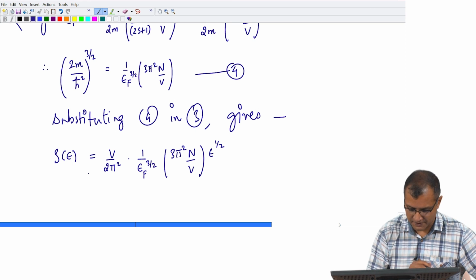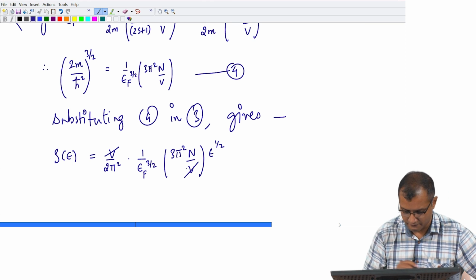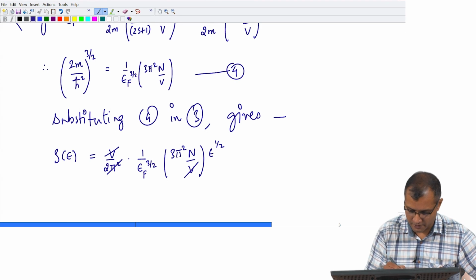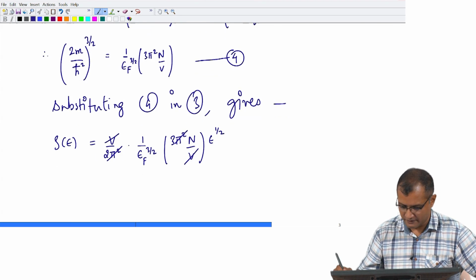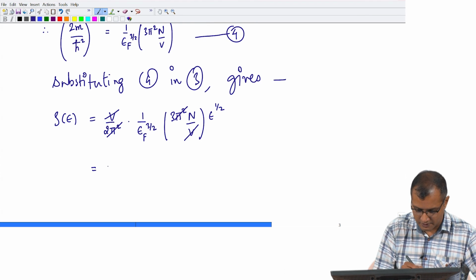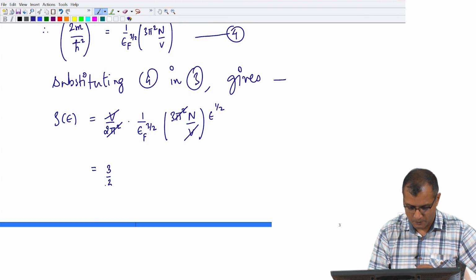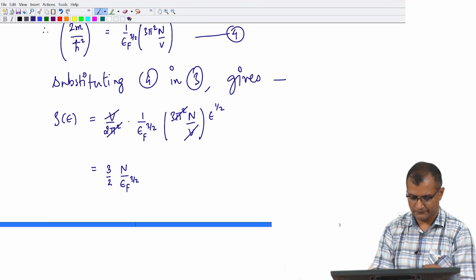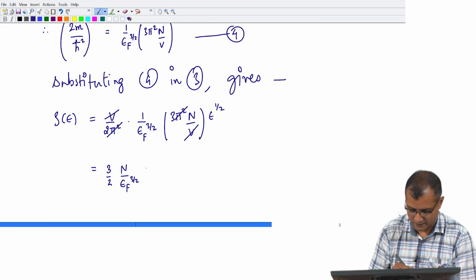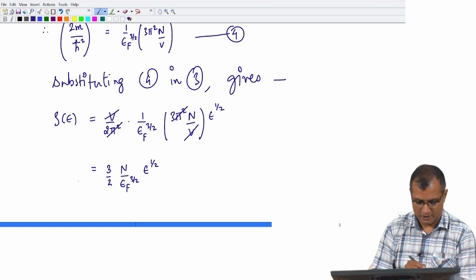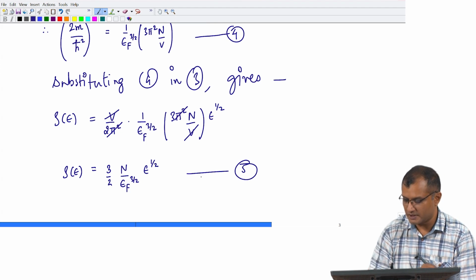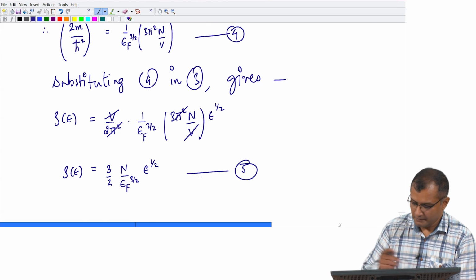So, you can see a lot of terms can be knocked off. You can knock off the 2 volumes, you can knock off the pi square, and what you have at the end of the day is just 3 by 2 n over EF to the power 3 half into square root of E. And I think this is a more convenient expression for the density of states.